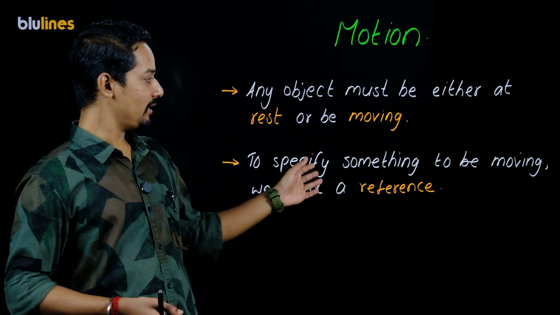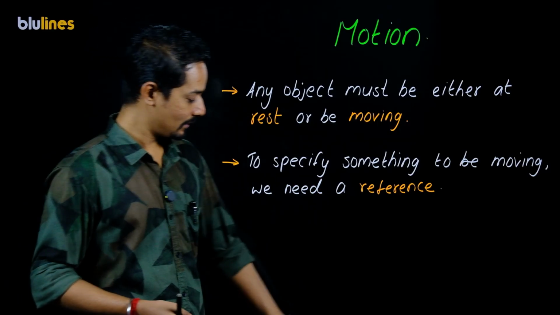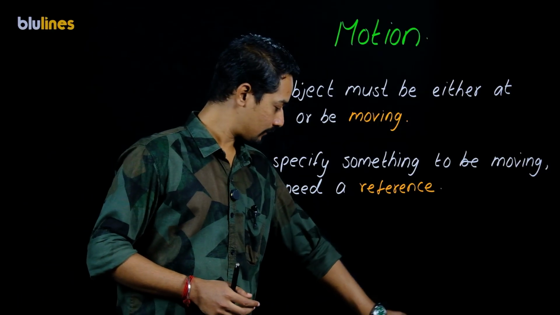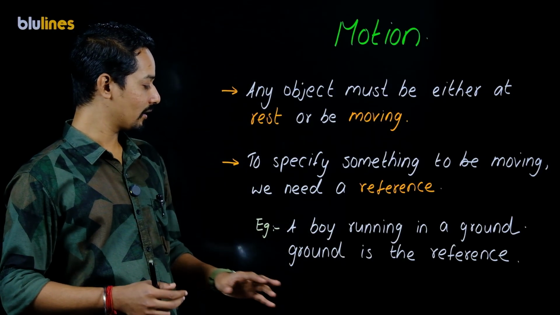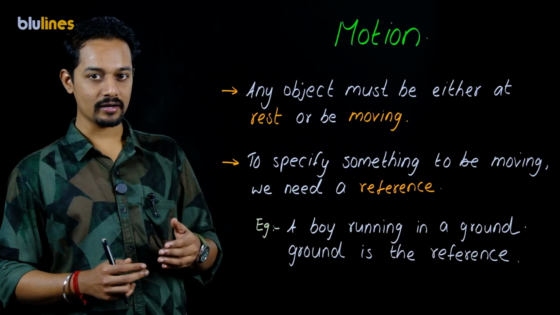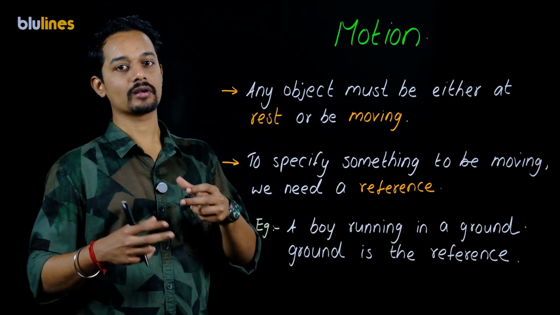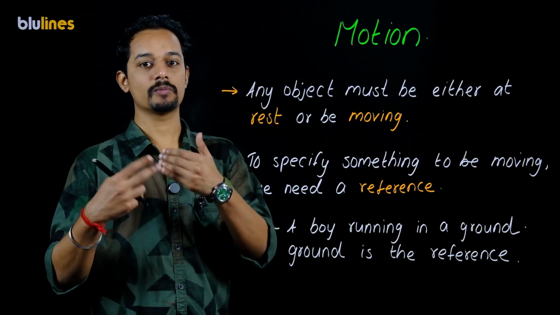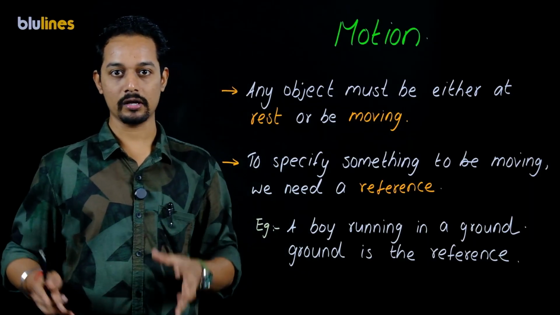To specify motion, we need a reference. What do I mean by that? Let me give you an example. Assume there is a boy running in a ground. If a boy is running in a ground, he is running with respect to the ground. So this ground becomes a reference based on which we specify the motion. So reference is compulsory for specifying motion.